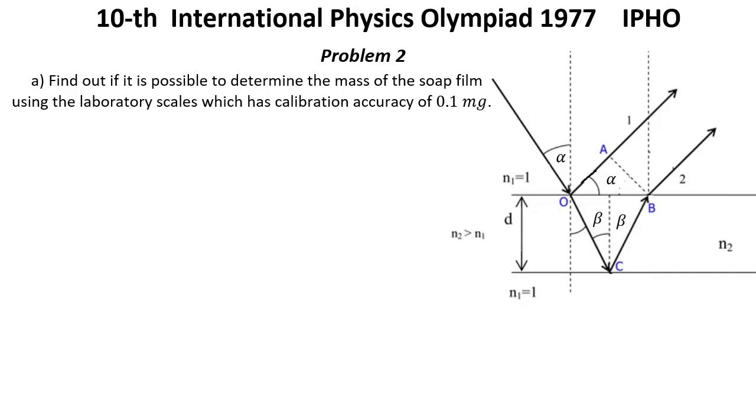Solution for problem number 2. Question A. Find out if it is possible to determine the mass of the soap film using the laboratory scales, which has a calibration accuracy of 0.1 milligram. Solution. In optics, a thin film is a layer of material which has thickness in the sub-nanometer or micron range.